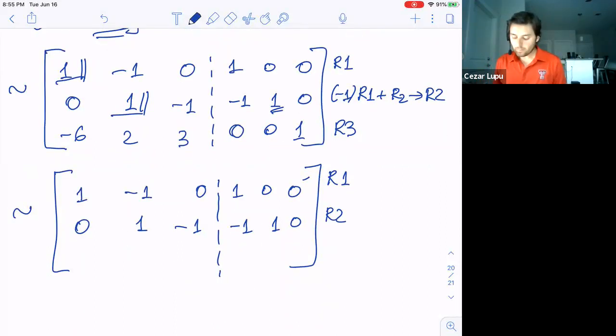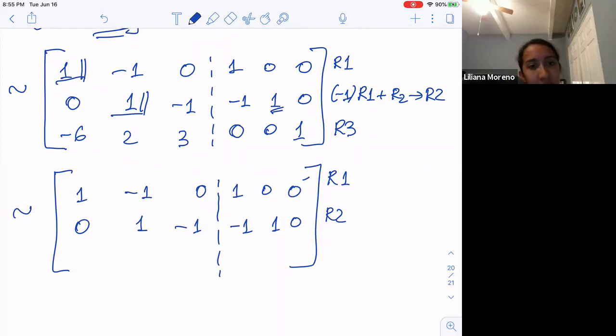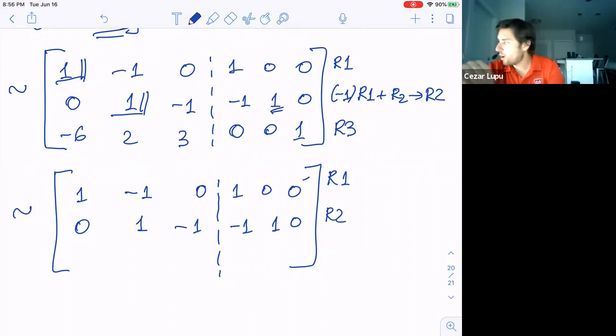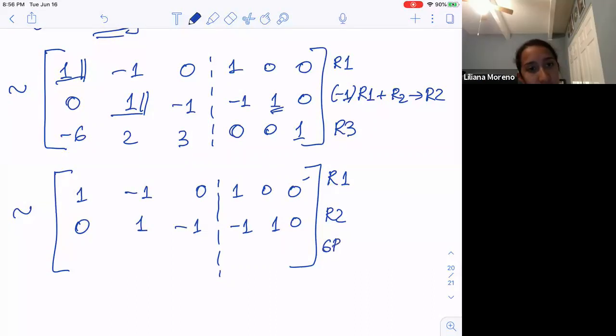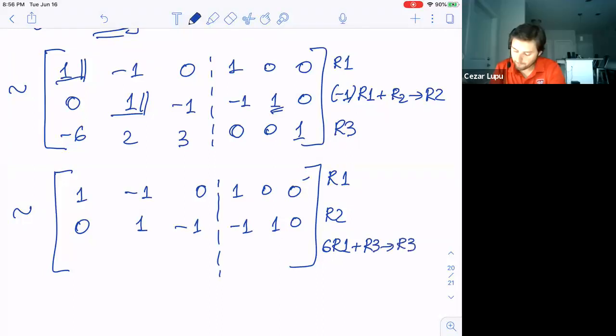Okay. Now, R3 will be modified. So what would you suggest to do? Keep in mind that I want to get rid of that -6. I want to obtain a 0 there. Multiply R1 by 6. Multiply R1 by 6 and what else? Add it to row 3. Exactly. That will be my new R3.